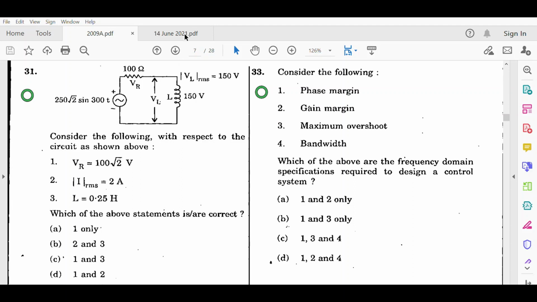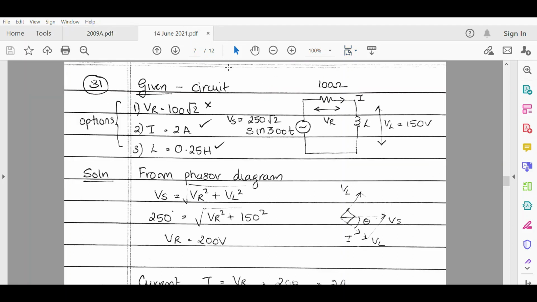Now, to solve this question, we have drawn the circuit over here. The voltage across the inductance is already provided, that is 150 volts. The source voltage is 250 root 2 sine 300t. Now from the circuit we will draw the phasor diagram.